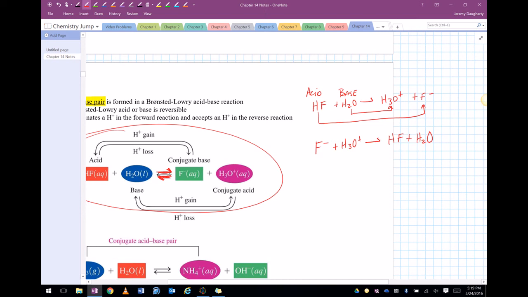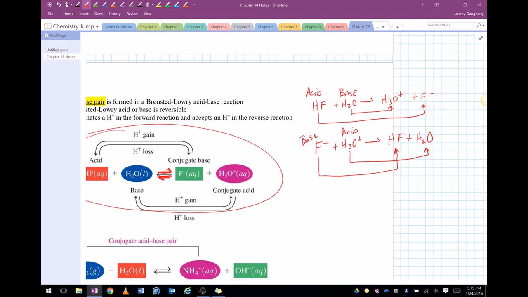Let's look at the bottom. So the bottom is F minus. What does F minus become? Well, F minus becomes HF. So what does that make it? Well, it accepted a hydrogen ion, so F minus is a base. H3O plus becomes H2O, so it had to give away an H plus, so H3O plus in that case is the acid. So in each case, we identified the acid and the base.